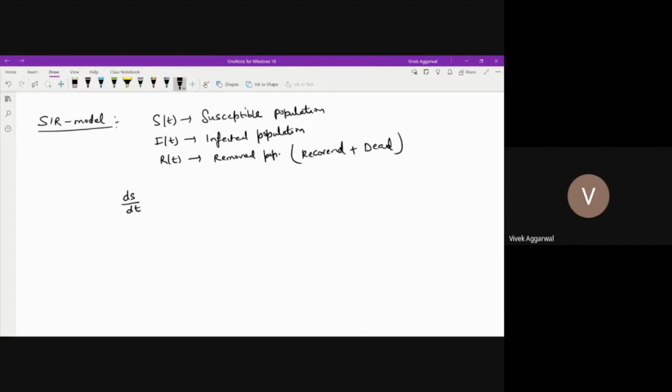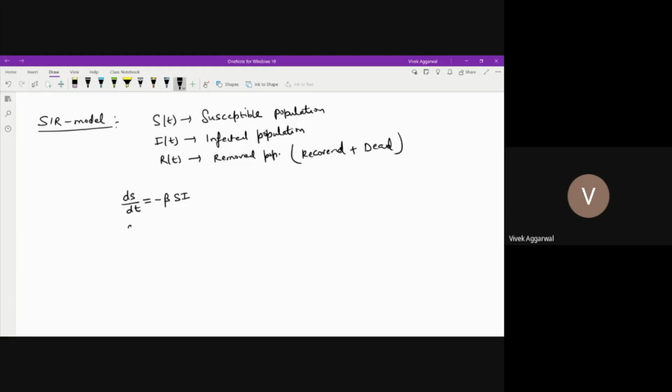So in this case, the SIR model can be written as dS/dt. This is the susceptible people. Susceptible people will become infected, as they interact with the infected people. So dS/dt will be equal to minus beta S I, with some constant. The negative sign is there because as the susceptible people get infected, the susceptible population will decrease. And S and I means there is interaction between the susceptible and the infected population.